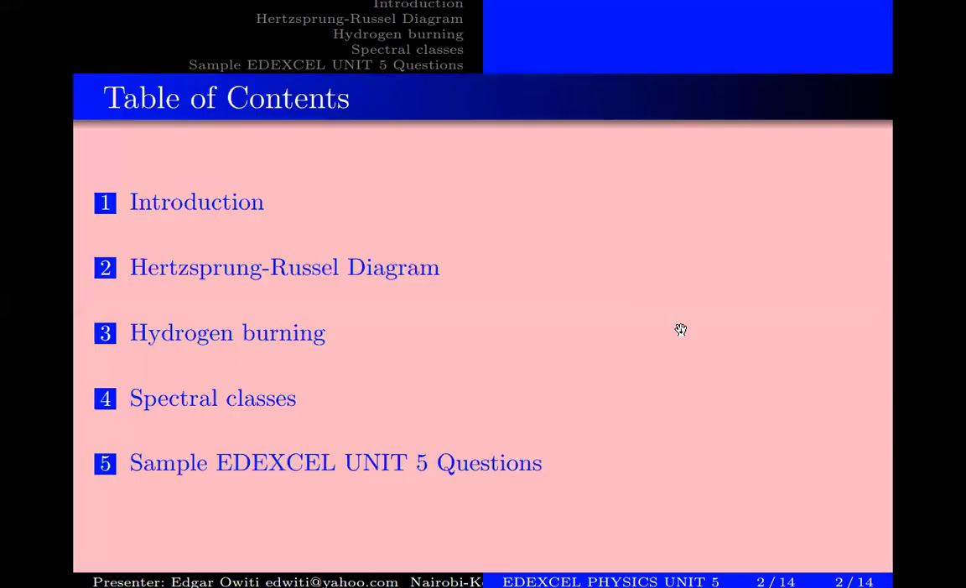I'm going to discuss several areas. As you can see in the table of contents, I'm just going to introduce what stellar evolution is. Then we look at what is known as the Hertzsprung-Russell diagram, or famously the HR diagram. Then we look at hydrogen burning, spectral classes, and then we look at a few questions under the Edexcel unit, that is unit 5.